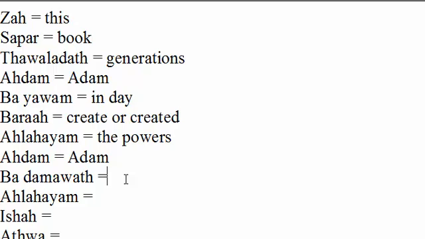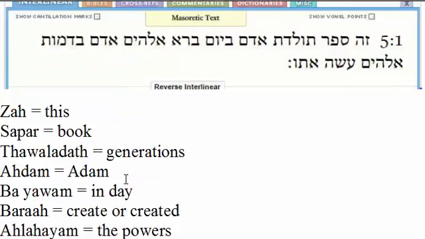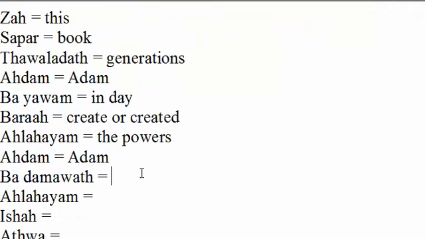Ba Damawath. Ba is at the beginning of a word. If it's not connected to the word, it is in, and Damawath is likeness. Now notice Damawath, I believe is Dama, is likeness. I'll have to look it up. I haven't looked it up. This is something I broke down years ago, but I went through it to give you brothers some understanding, and it didn't come to mind to look up the word Dama. I know the word Dam is Hebrew for blood. I guess Dama is likeness, which I have to look up.